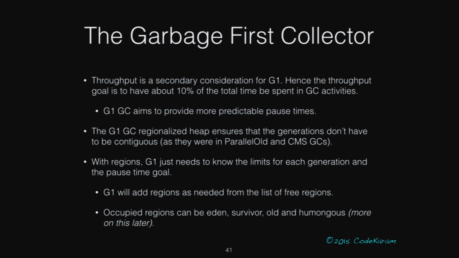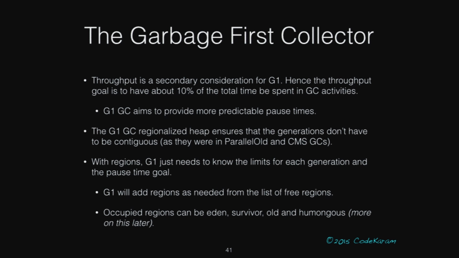With the G1 regionalized heap, the generations don't have to be contiguous. So what that means is that G1 has these heap bounds. It has defaults for minimum and maximum nursery, and of course you're providing your own heap settings. And when G1 has these limits, it can just add a region and claim it to be a young region. Basically there's a list of free regions, and whenever G1 needs one, it'll just pick it up from the list, and it doesn't have to be contiguous for it to be a part of a particular generation.